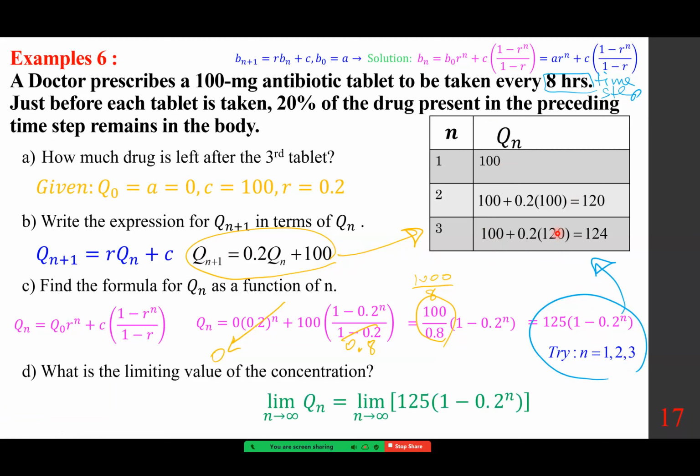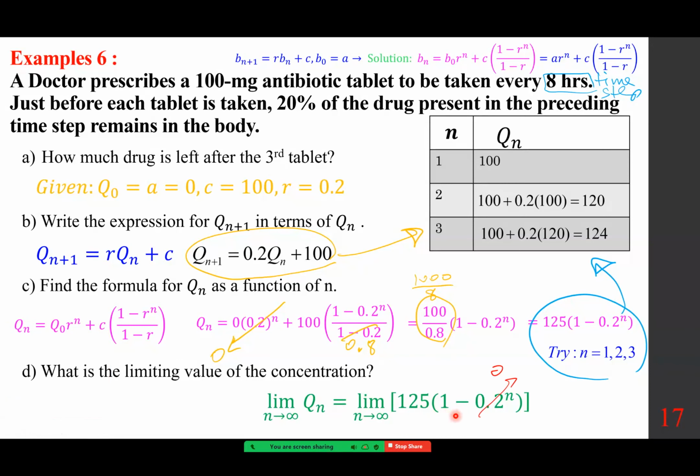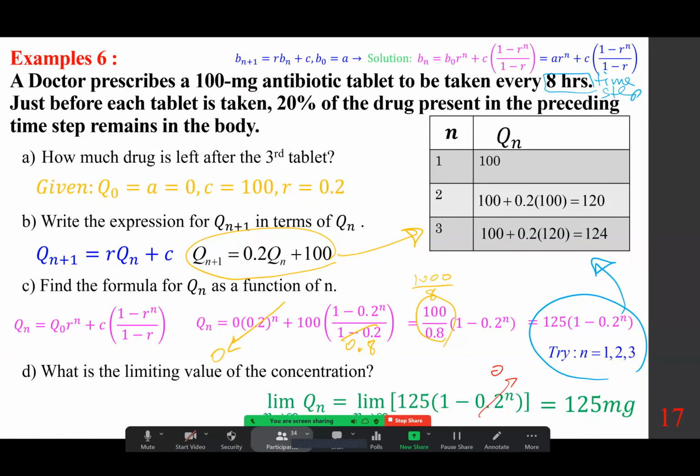Let's take a limit. When we take a limit of this expression, when n goes to infinity, 0.2 is between -1 and 1. This goes to 0. So 125 times 1 minus 0 is 125, and units, milligrams. You use the proper units. Anytime you have a word problem, you answer it with proper units. And that's it, class.